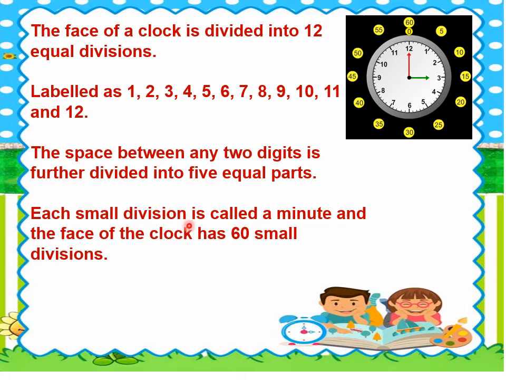Each small division is called a minute. And the face of the clock has 60 small divisions. So in total, how many small divisions are there? 60 small divisions.